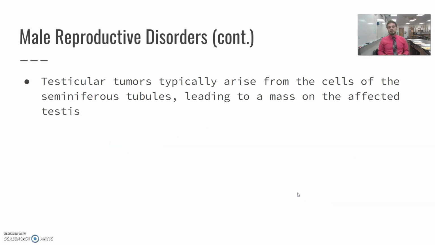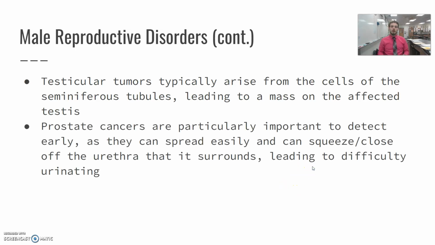Others, testicular tumors, typically will arise out of the seminiferous tubules, which can lead to a mass on that particular testis that houses those seminiferous tubules. Another one, prostate cancers. These are very important to detect early because it's very easy for them to spread just based on the prostate tissue. And any sort of growth or spreading of a prostate cancer can squeeze or close off the urethra, making it very difficult for urination. Prostate cancers are also actually the leading cause of non-skin cancers in men.